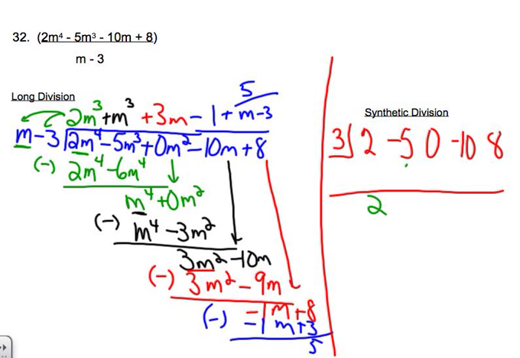You take 3 times 2 is 6, and then add your column together, you get 1. 3 times 1 is 3, add your column together, and you get 3. 3 times 3 is 9. Add your columns together and get negative 1. Negative 1 times 3 is negative 3, and you get 5. This here is your remainder.